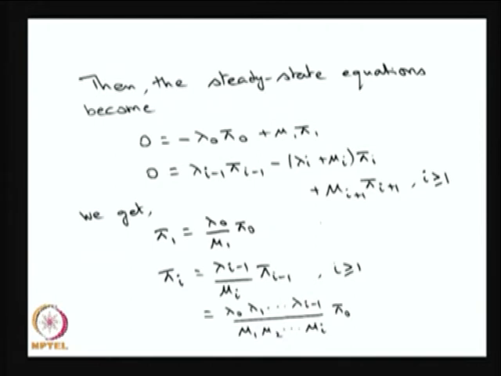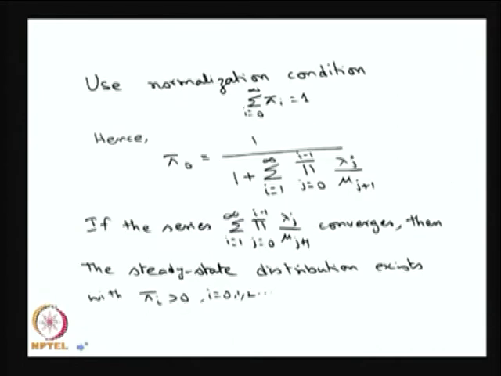So, from this homogeneous equation I can get pi i's recursively in terms of pi naught. From the first equation I can get pi 1 in terms of pi naught, and from the second equation I can get pi 2 in terms of pi 1, and then in terms of pi naught. Therefore, recursively I can get pi i's in terms of pi naught for all i greater than or equal to 1. Now, I can use the normalizing condition, summation of pi i is equal to 1, therefore I will get pi naught is equal to 1 divided by the summation of these terms in the product form.